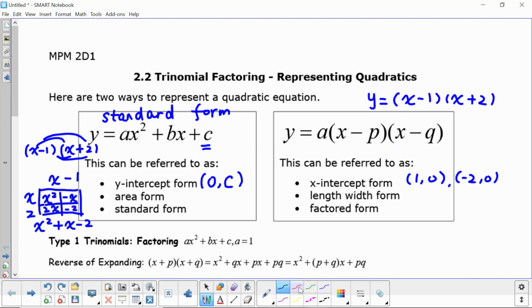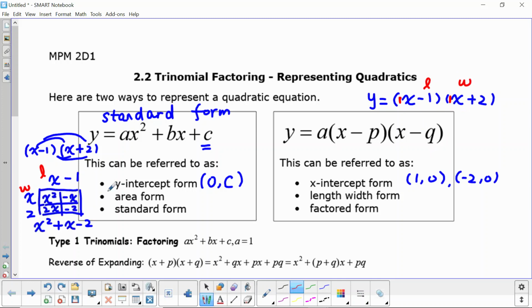And also I mentioned that it only applies when the number in front of x is 1. If not 1, then we are going to learn later how to find the zeros if the number in front of x is not 1. And for this one we also call it length and width. From this area model, we know that one side is length, one side is width. So that's the reason we call it length and width form.